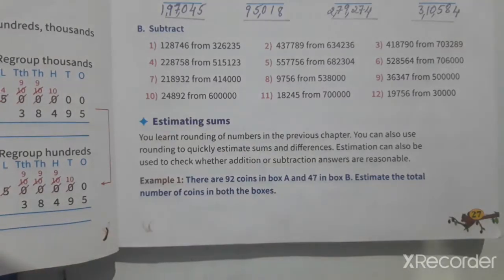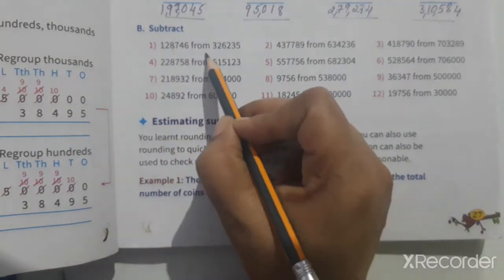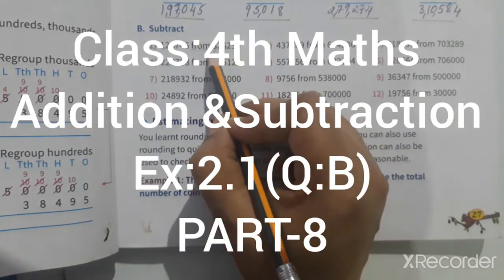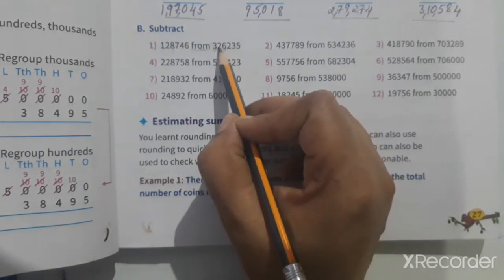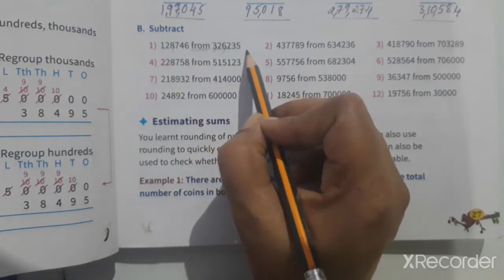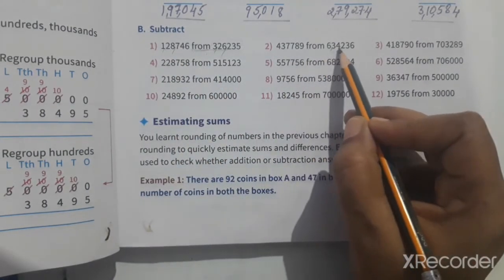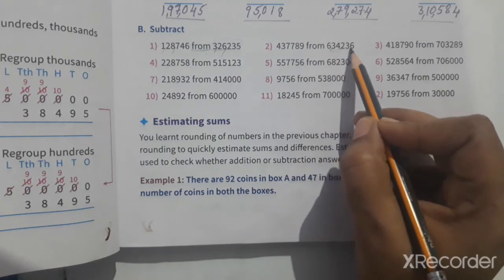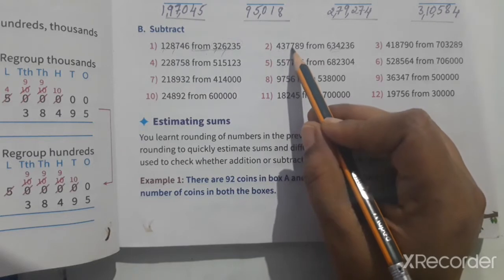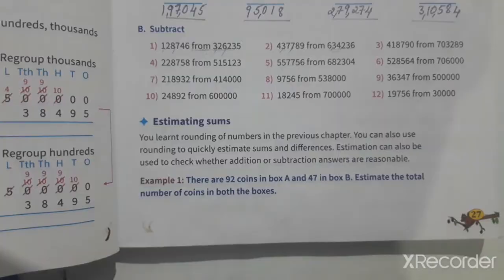Now, we have to subtract 1,28,746 from 3,26,235. So first we have to write the number after "from". After "from", whichever number is given, we have to write it in the first line, then this one. So always, subtraction means the greater number should be in the first line, then the smaller number in the second line. So here also, from 6,34,236, this number we have to write first, then 4,37,789 we have to write in the second line.